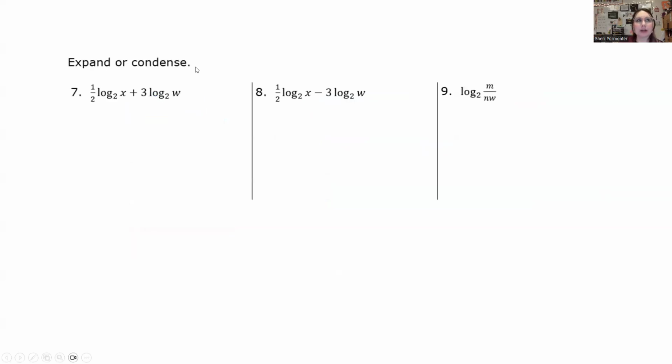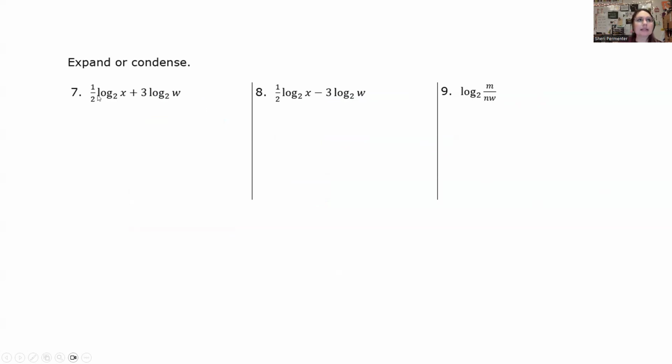Last, we have expand or condense. On your quiz, it's matching. So there's that little crutch that you can also use process of elimination to match them up. But as we expand or condense, it looks like these we're condensing, and this one we're going to expand.